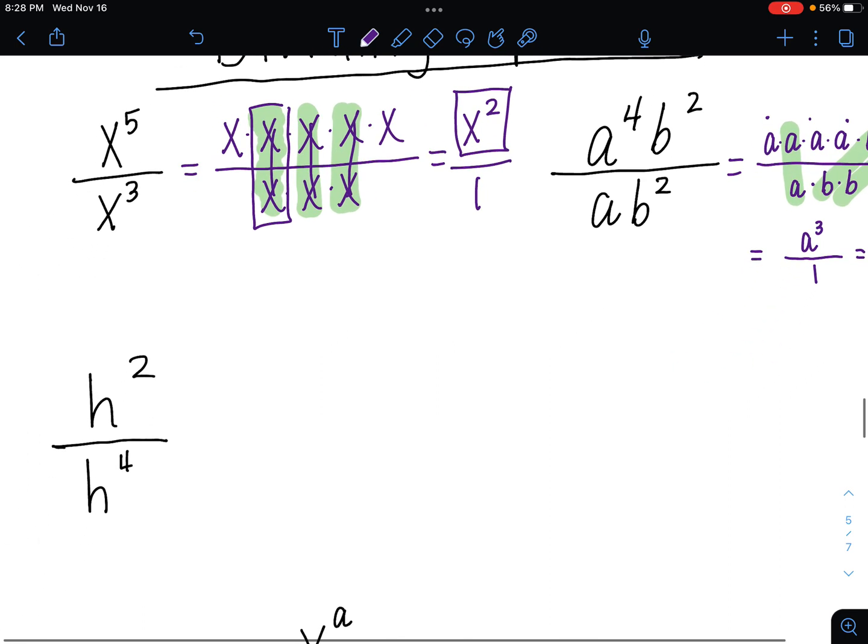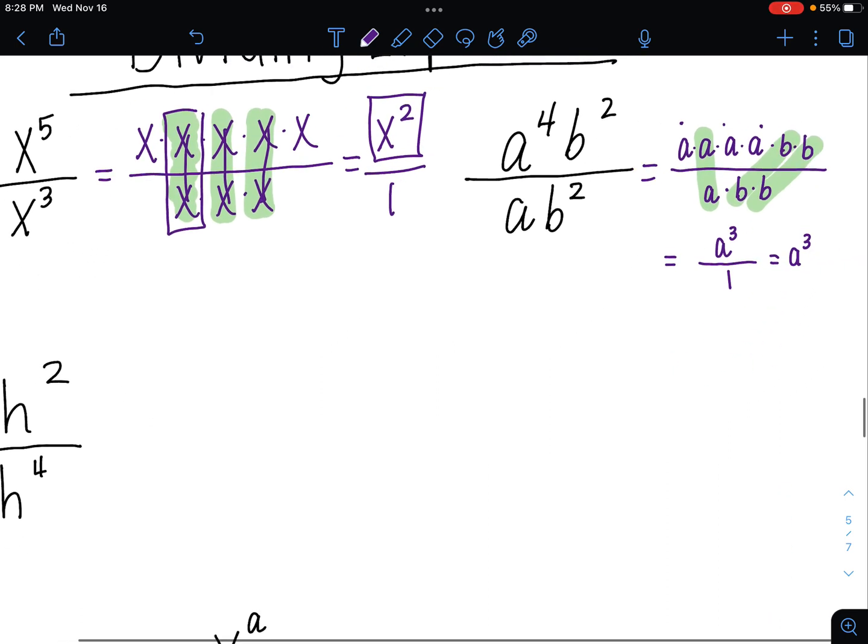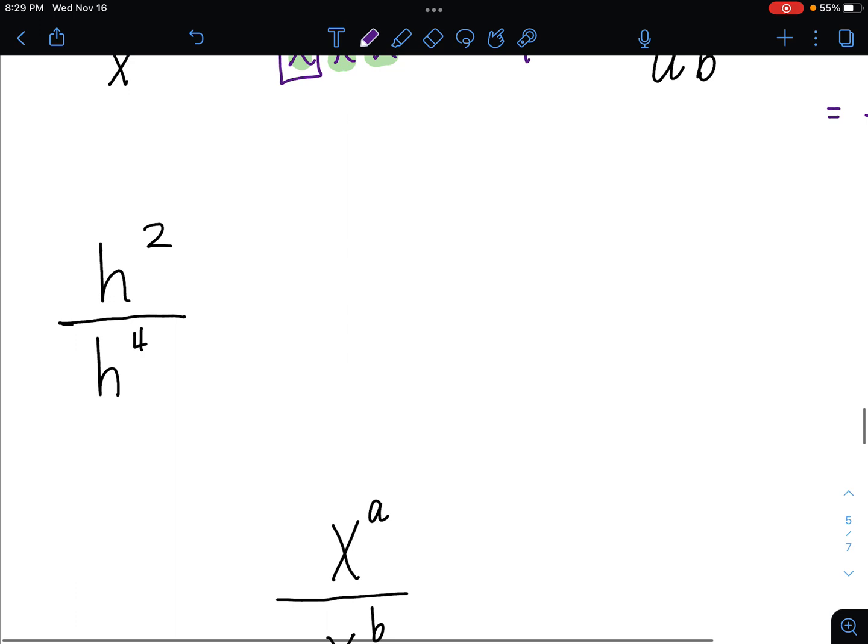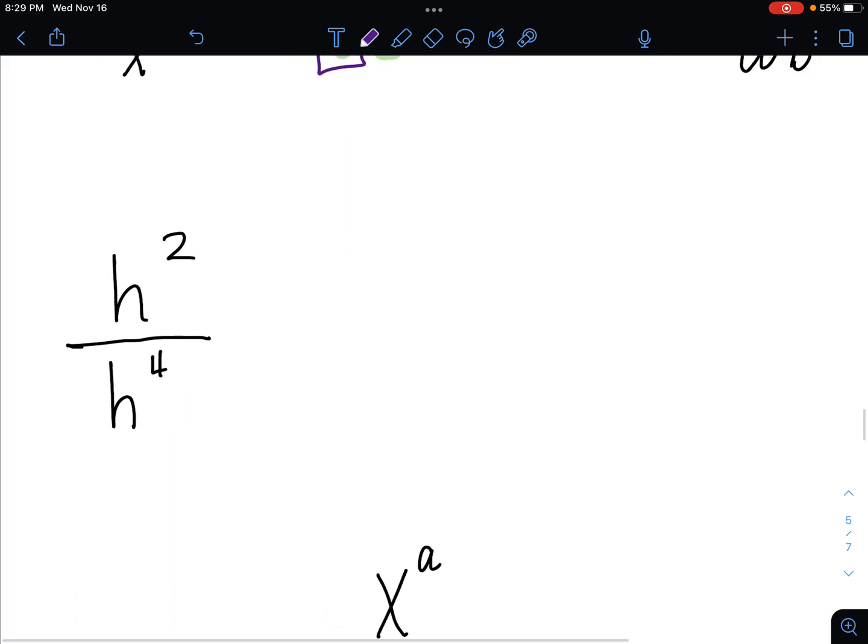Now, we have one over here. This one is h to the second power divided by h to the fourth power. So, again, drawing my fraction bar, I have h times h in my numerator, and in the denominator 4 of them. H times h times h times h.